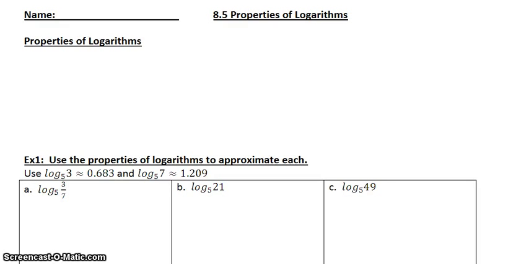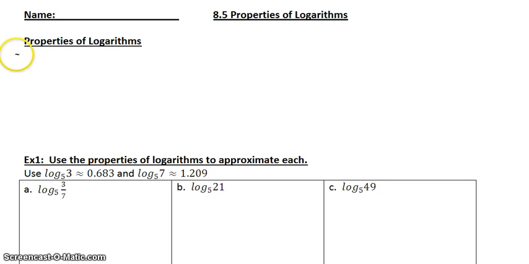Welcome, this is 8.5, Properties of Logarithms. In this section we're going to continue what we've been learning with logarithms, only we're going to learn some specific properties that let us change a logarithmic statement, and we use this to simplify. I'll say more later, but there's a few properties that we're going to learn to start off with.